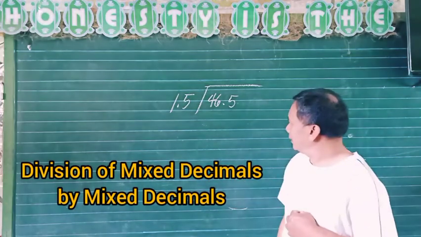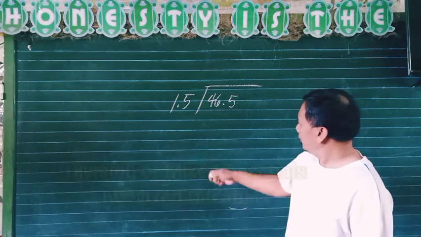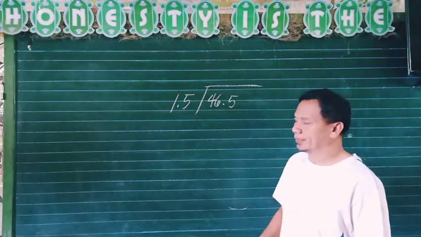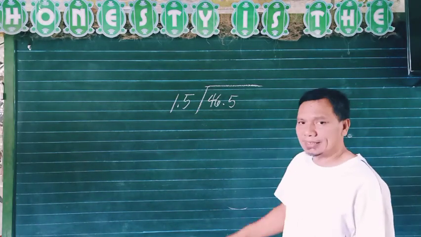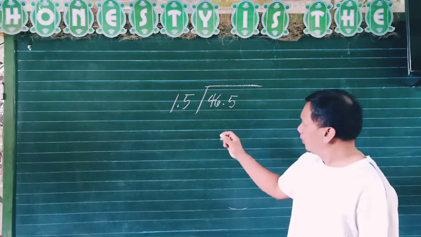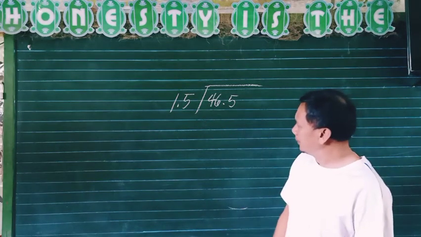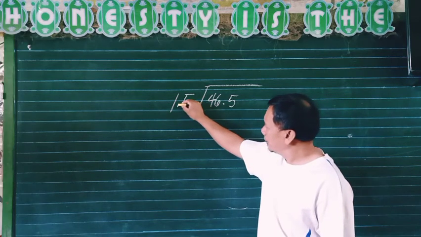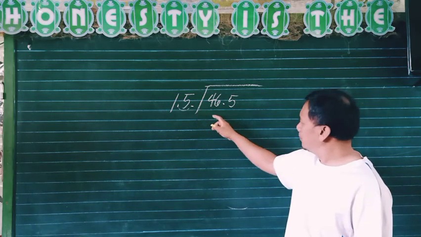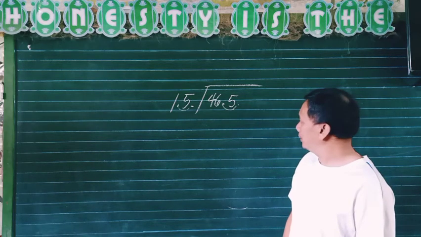Okay, our next lesson is dividing mixed decimals by mixed decimals. Okay, our dividend is 46 and 5 tenths divided by 1 and 5 tenths. So both are mixed decimals. Okay? So first step again in computing this, you make the divisor a whole number by moving the decimal point to the last digit. Since you moved that once, you move also once in your dividend, the same number of movements of the decimal point.